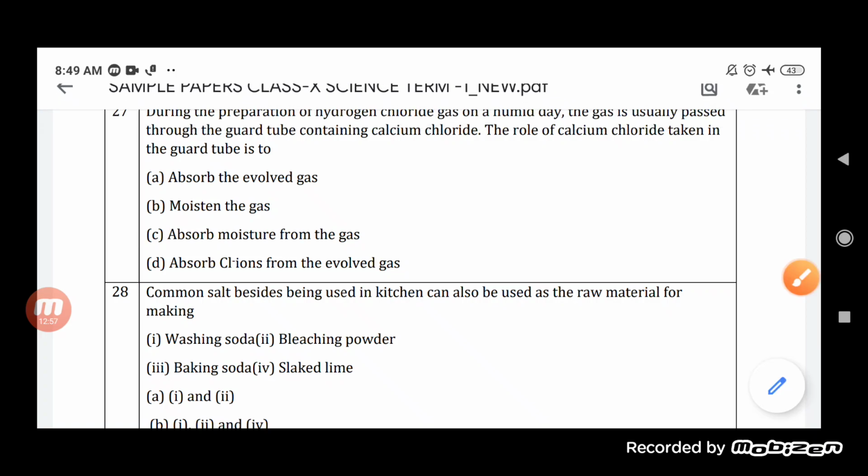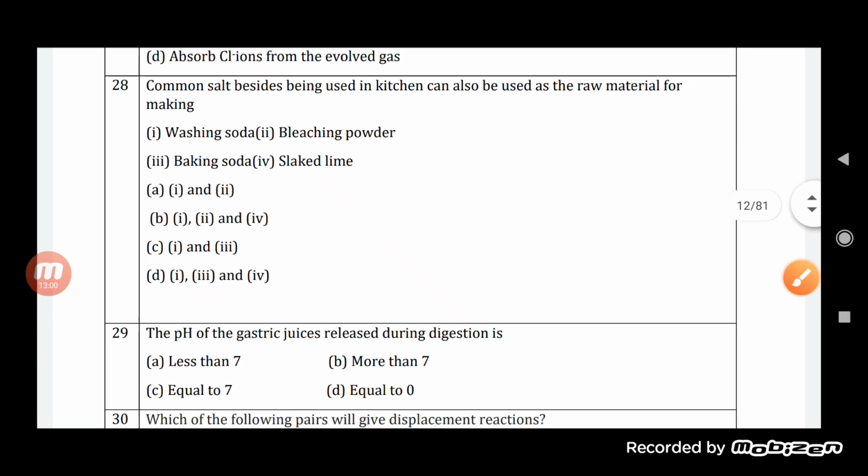Now the next question is: common salt, besides being used in the kitchen, can also be used as a raw material for making. Common salt is NaCl, and you know that the common use of NaCl is as a table salt in the kitchen. But yes, it is also used in the preparation of many other salts and compounds, as a raw material. The first one, washing soda. Second one, bleaching powder. Third one is baking soda. And fourth one is slaked lime.